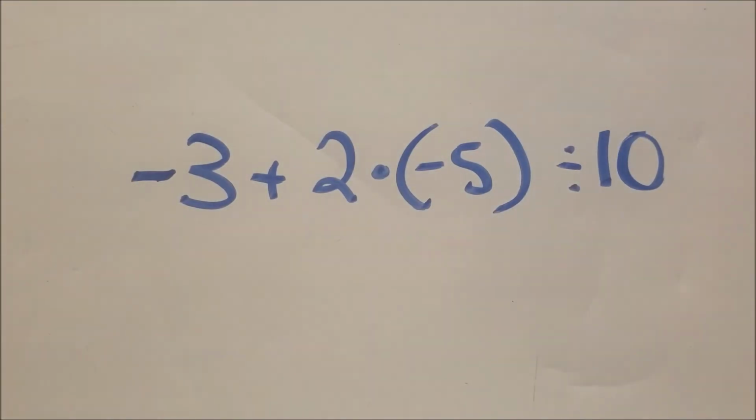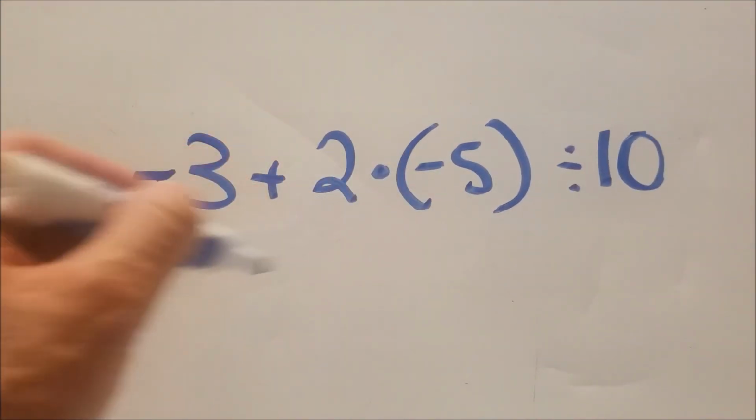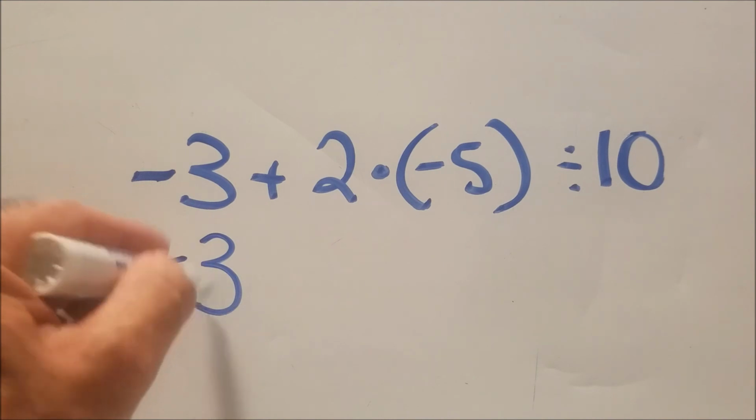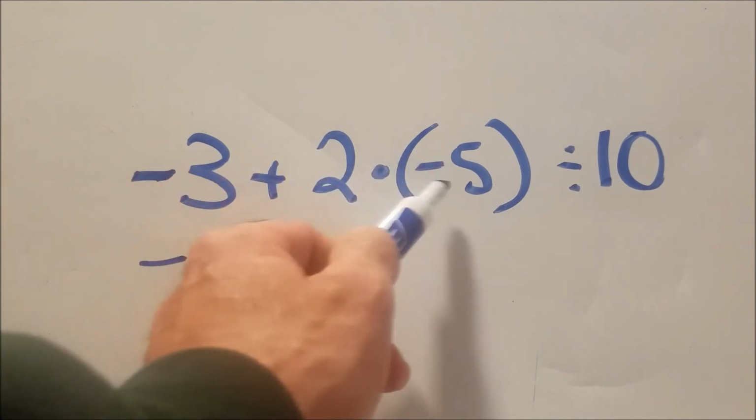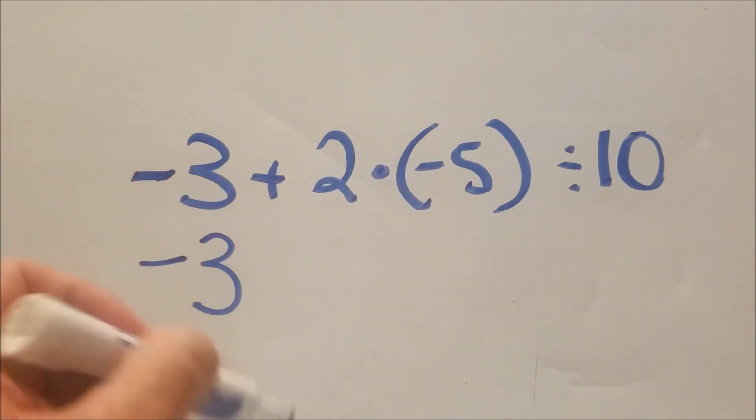So let's put it together. Let's do an order of operation. What if I had negative 3 plus 2 times negative 5, divided by 10? What would that answer be? Remember, do GEMDIS. Okay, so we have to do multiplication first here. So we're going to bring out negative 3, and this is going to be 2 times negative 5, which is unlike signs. So it'll be a negative 10.